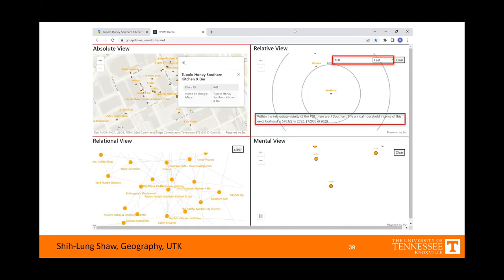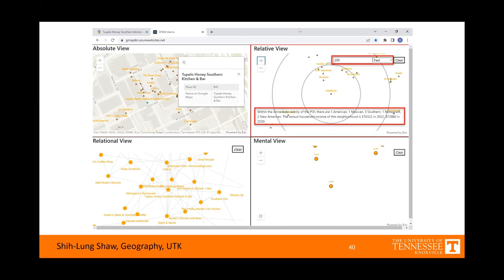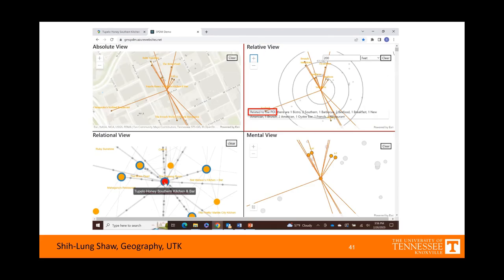So if it's 100 feet, it says only one southern food restaurant. If I change that to 200, then it says one American restaurant, one Mexican restaurant, three other restaurants, and so on and so forth. So that's the local context. And then you can also click anything from the relational space, and it will update other views, okay, to show you related information.